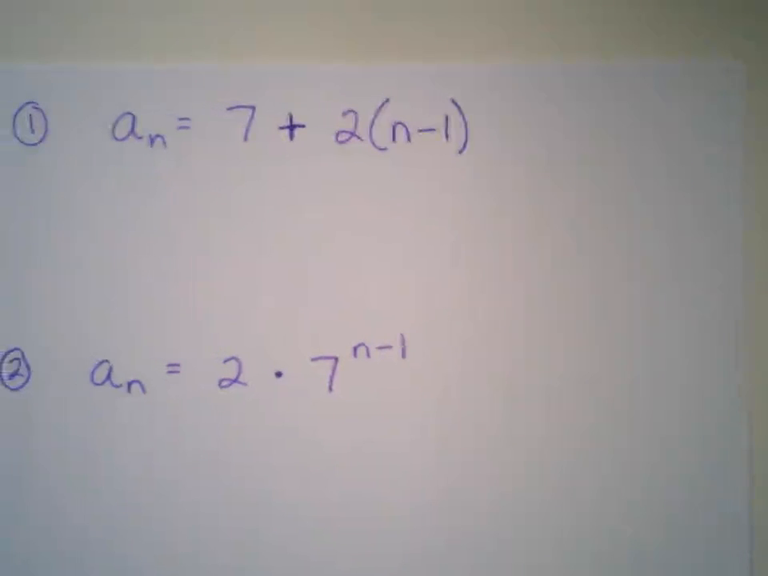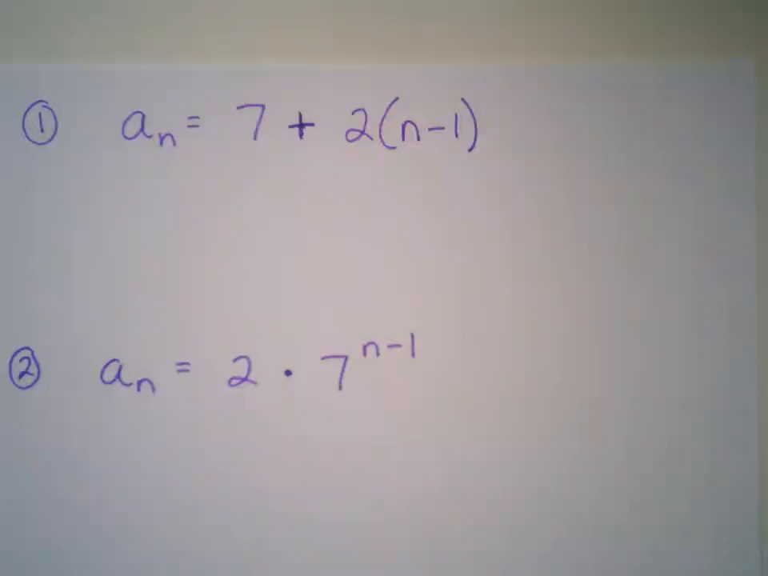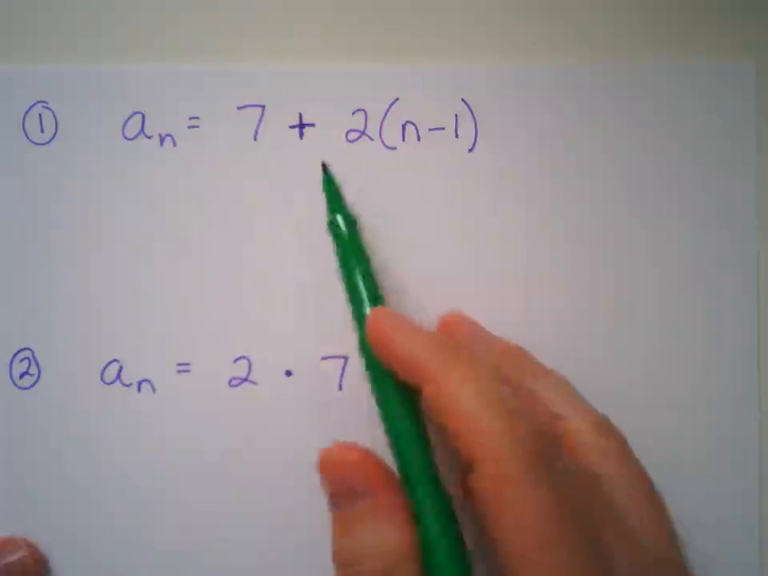All right, so now we're going to look at a couple of examples here. We're going to look at two questions where they give you the explicit formula, and you want to change it to the recursive formula. We're going to look at an arithmetic sequence and a geometric sequence. So take a look at the difference between number 1 and number 2.